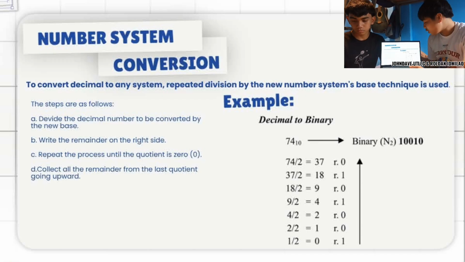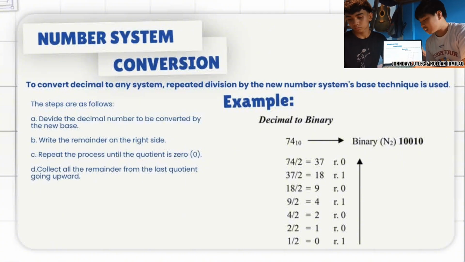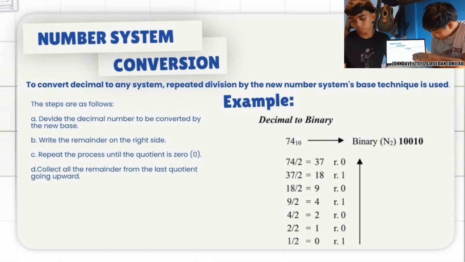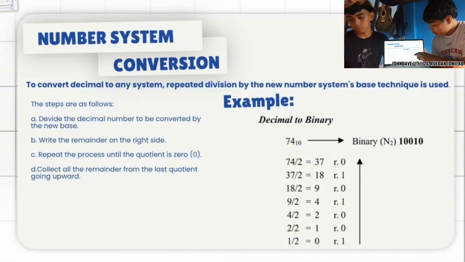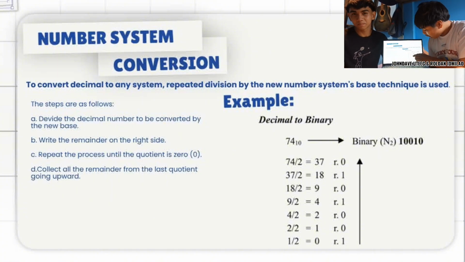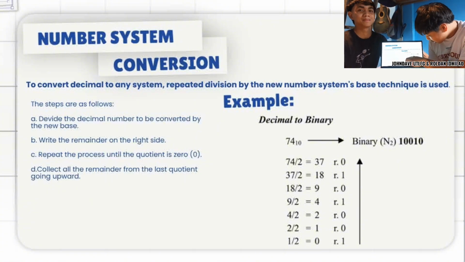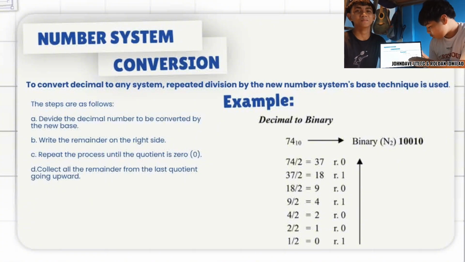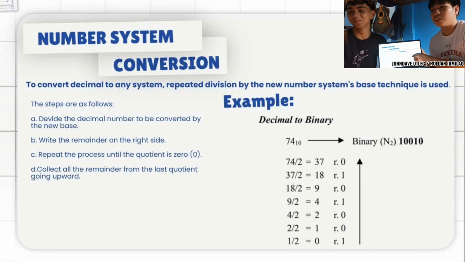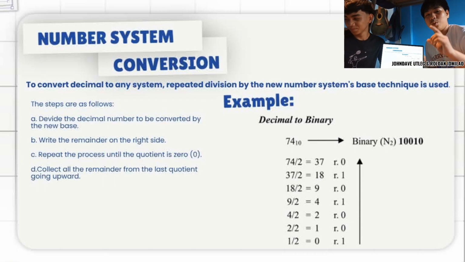For example, magko-convert ng decimal to binary. Pag naririnig mo yung decimal, ang tanging operation na gagamitin mo lang ay division. Like this, 74 over 2 equals 37, remainder 0. Pag even number ang lumabas, automatic, yung remainder ay 0. And then, ito naman, odd, 37 divided by 2 equals 18, remainder 1. Ibig sabihin yung value ng odd ay 1.